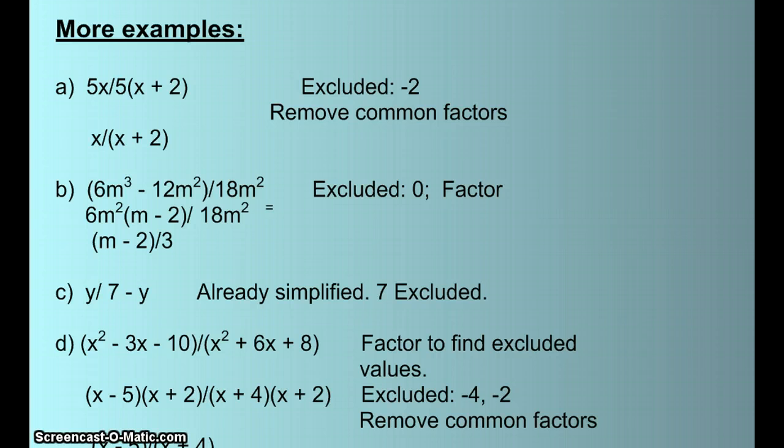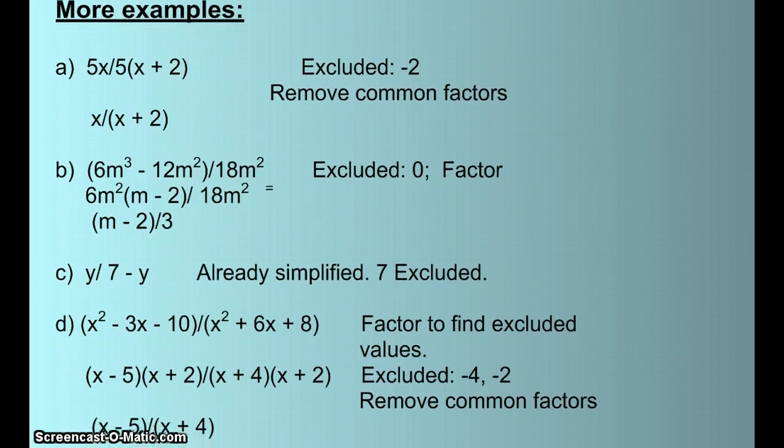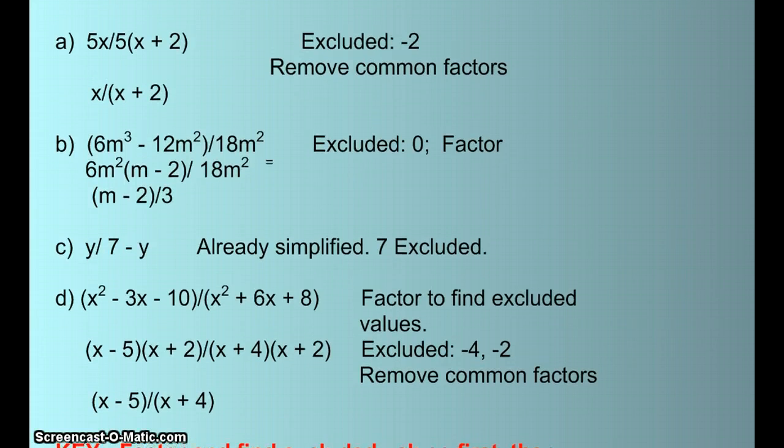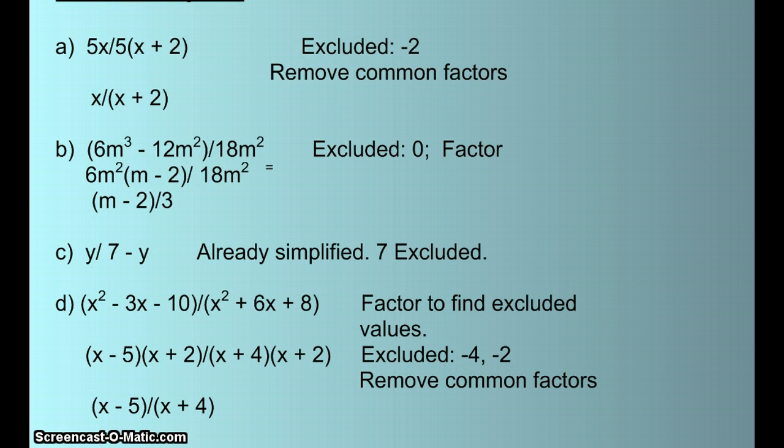In the numerator, you have x minus 5 times x plus 2, and in the denominator, it should be x plus 4 times x plus 2. So in the denominator, you can tell that the excluded values here are x equals negative 4 and x equals negative 2. Now that you've done that, you can remove the common factors. So you can see in the numerator and denominator, we have x plus 2. So divide those out, and you end up with x minus 5 divided by x plus 4. That is in its simplest form.